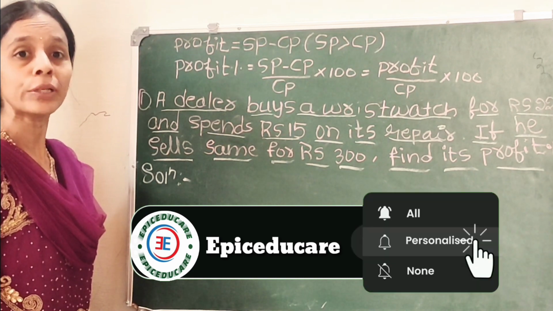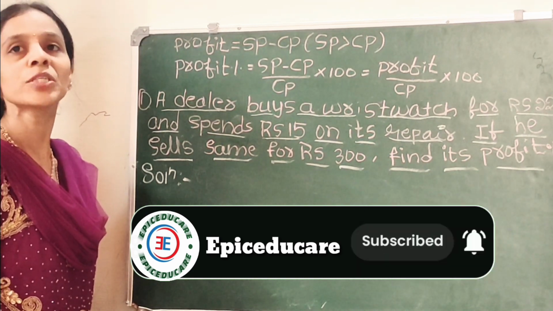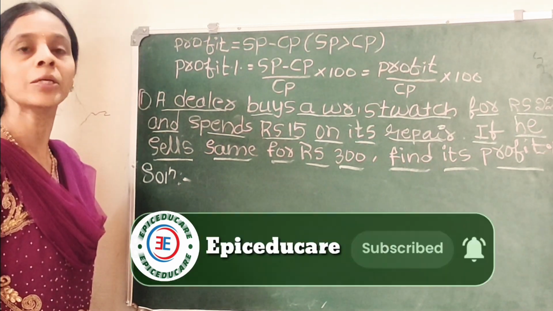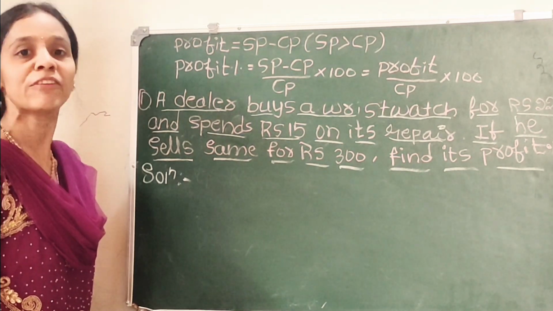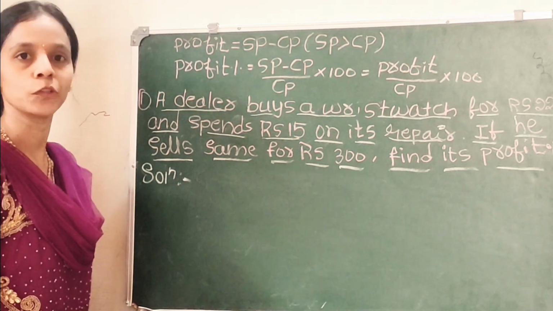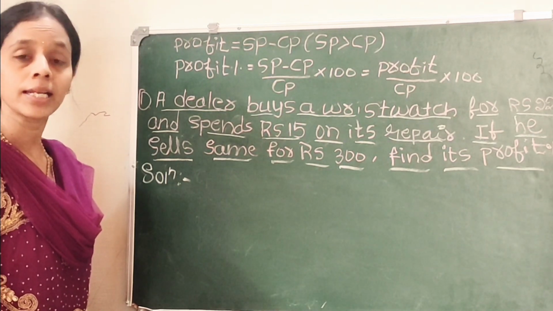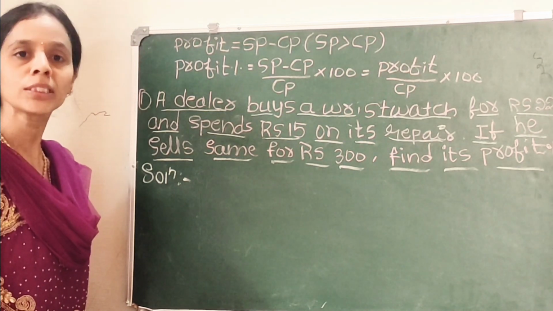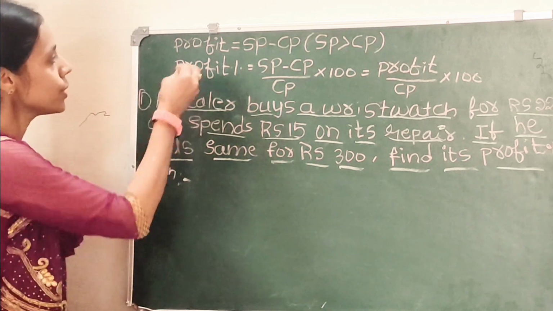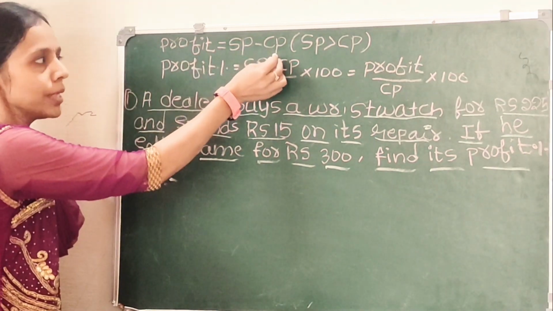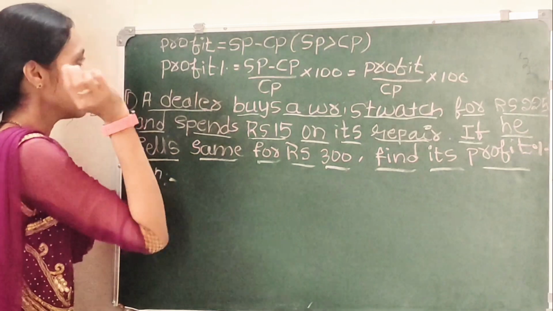Today we are going to solve problems on profit: find profit percentage. How can we find profit percentage? Profit means what? Selling price is greater than cost price. This situation we call profit. So profit is equal to SP minus CP. So SP is greater than CP.